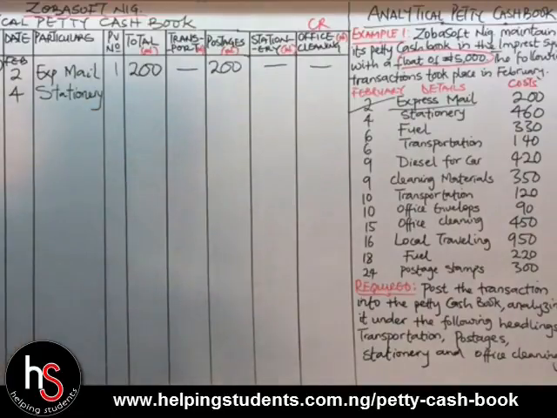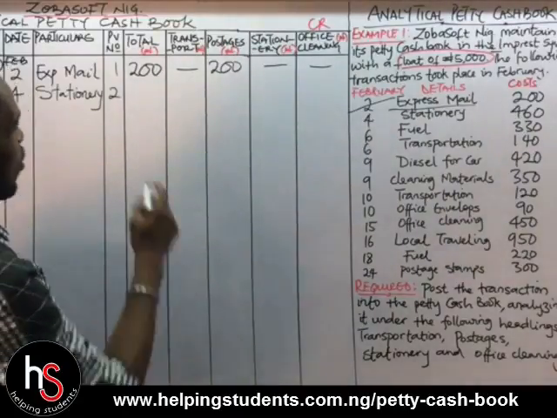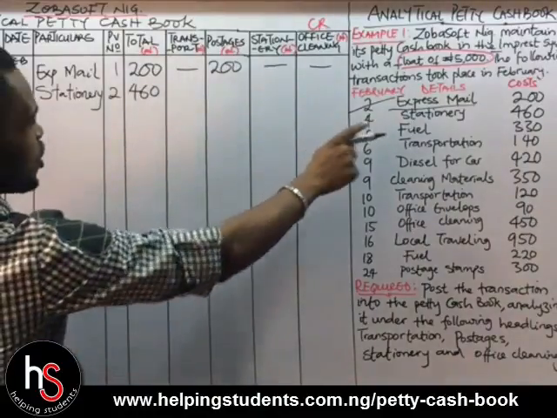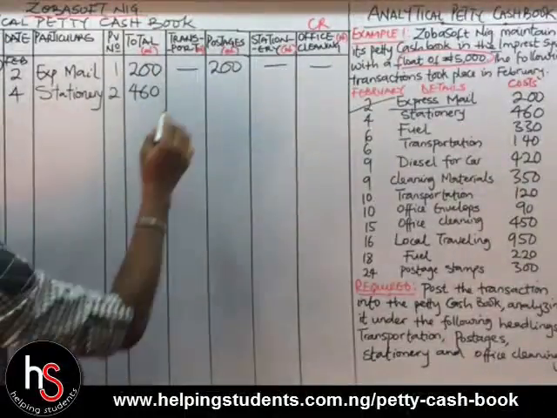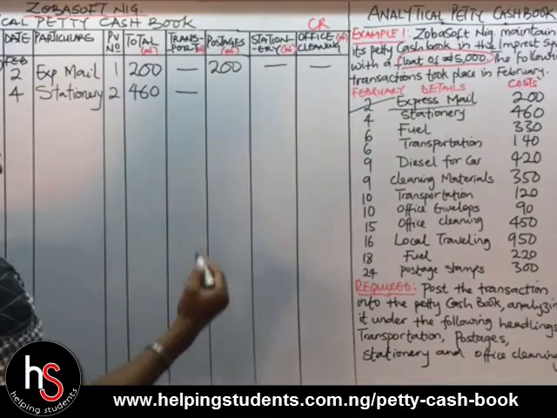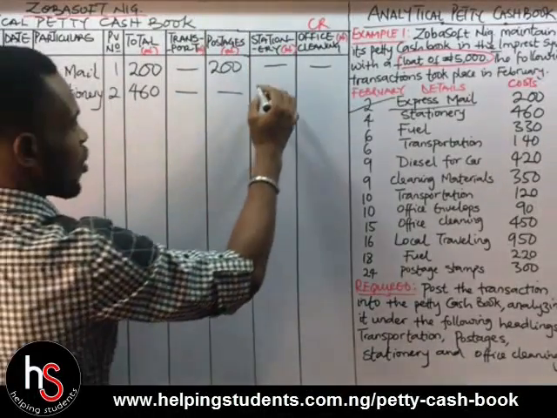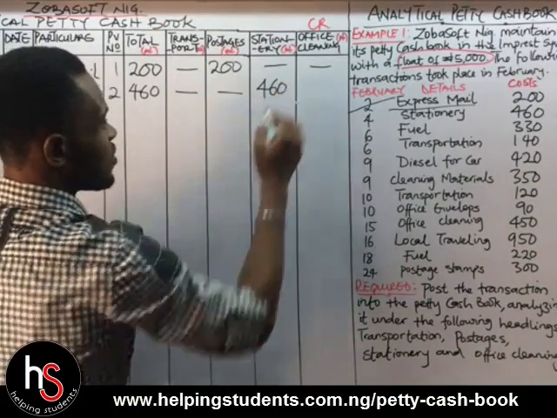Now, under the PV number, we write 2 because it is the second transaction we are recording, okay? Now, what is the total? 460. So, stationery, does it have anything with transportation? No. What about postages? No. Then this is the column for stationery. So we are going to record it here, 460.